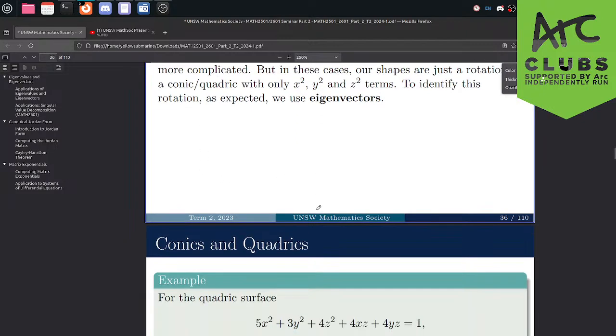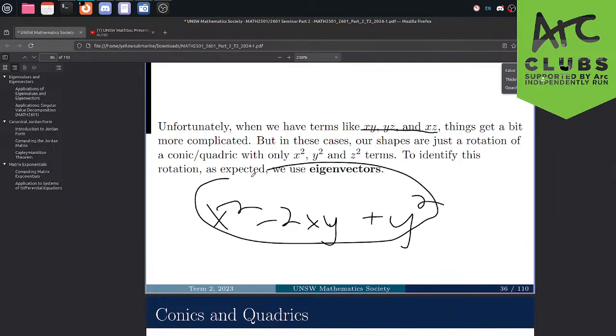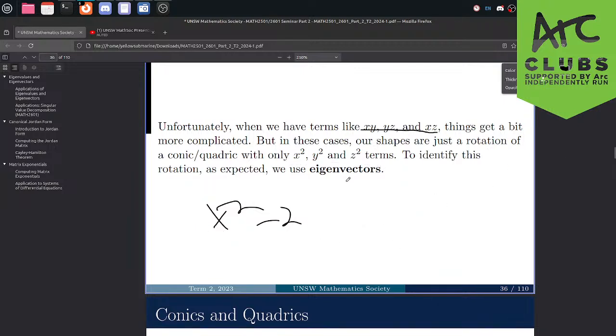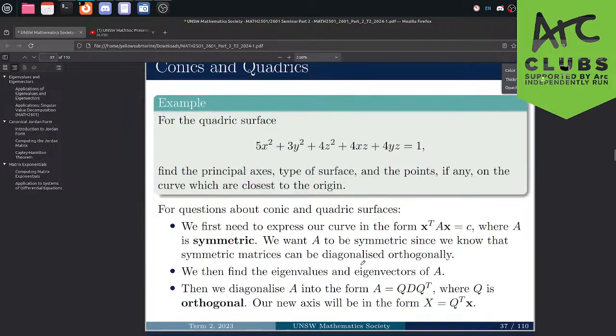There's some methods which are taught where you group certain factors into squares. So if you have x squared minus 2xy plus y squared, right? You can group that part up, and that becomes a square. And then you can rearrange in different ways. But the best way to do this is actually to use theory of matrices.